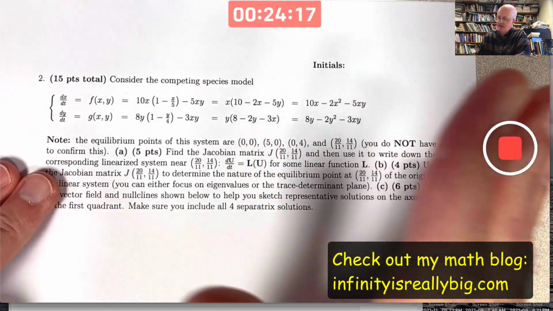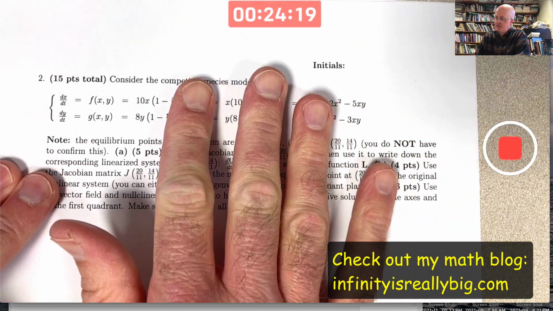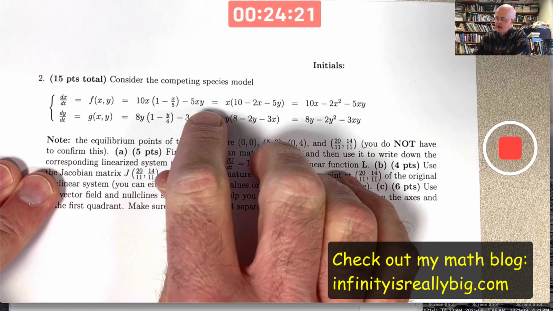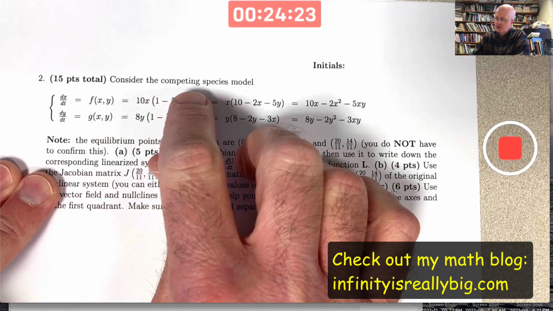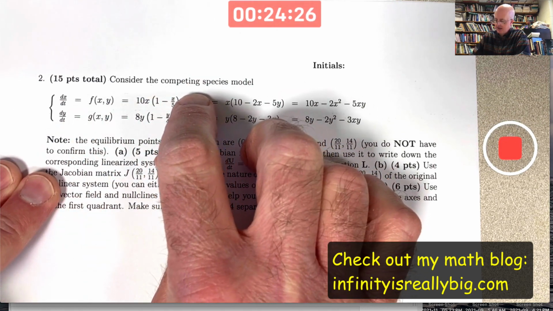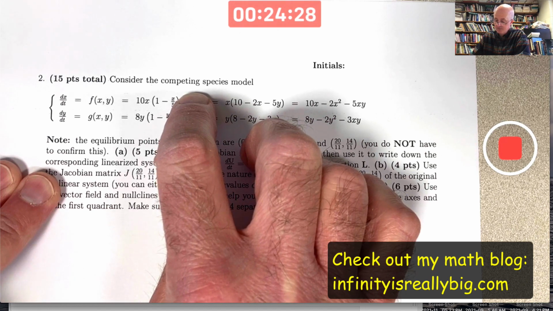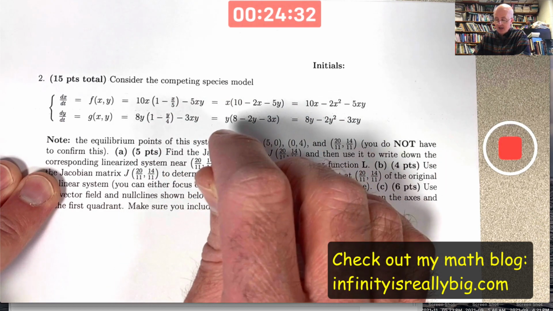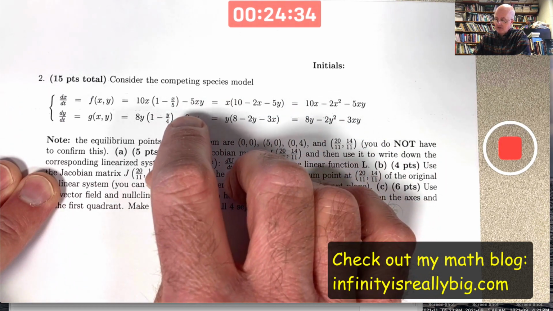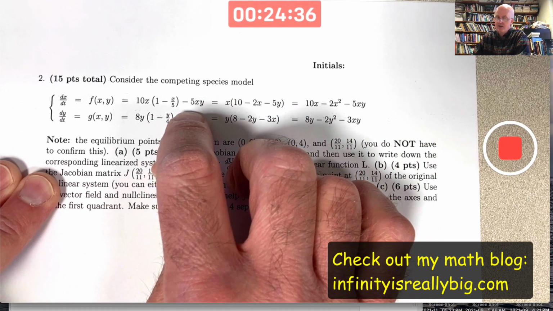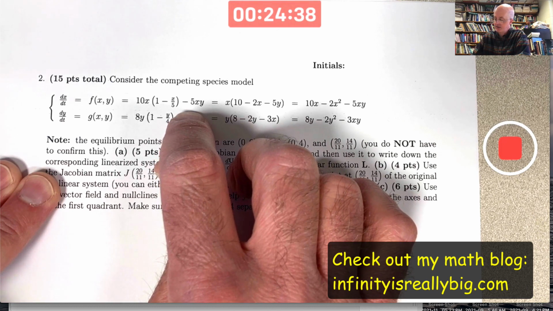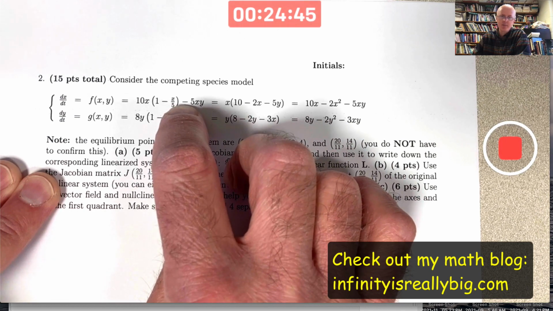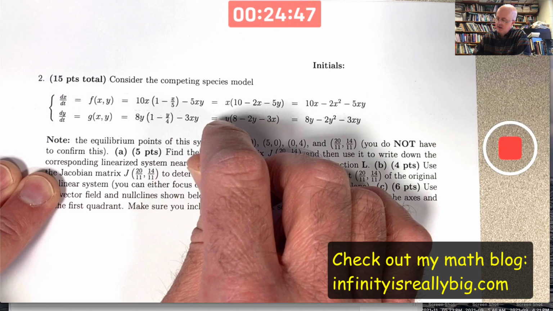X and y are species. In the absence of y, if y is 0, in the dx dt equation, this term goes away, and you're left with a logistic model with a carrying capacity of 5. In the absence of x, if x is 0, in the dy dt equation, this term goes away, and y follows a logistic model with a carrying capacity of 4. Now, the units for x and y are probably like in thousands or something. When I say 5, I mean 5,000. When I say 4, I mean 4,000.